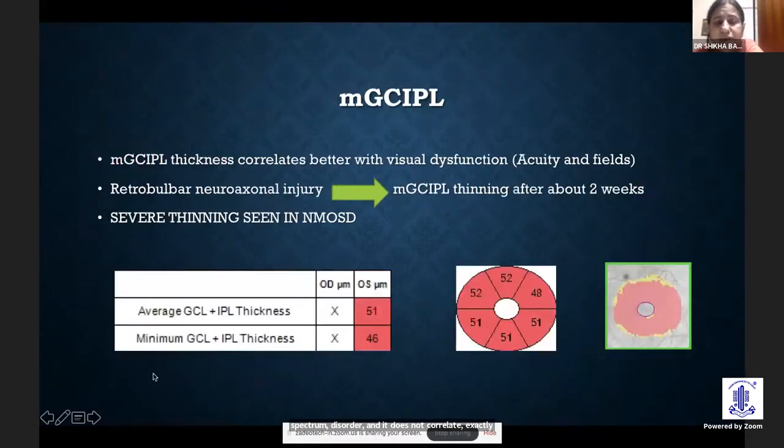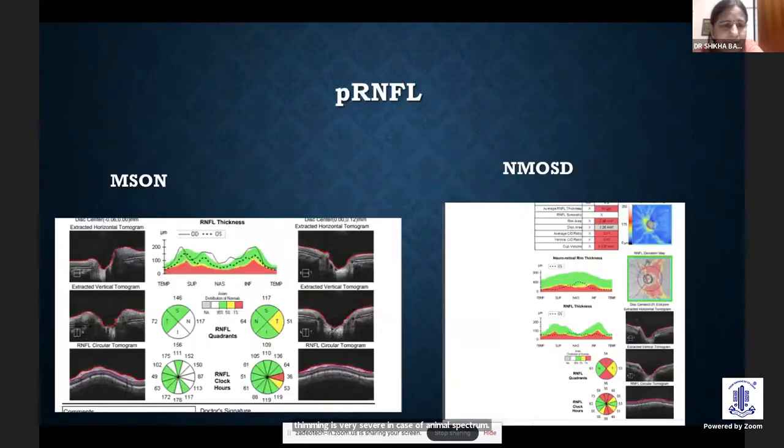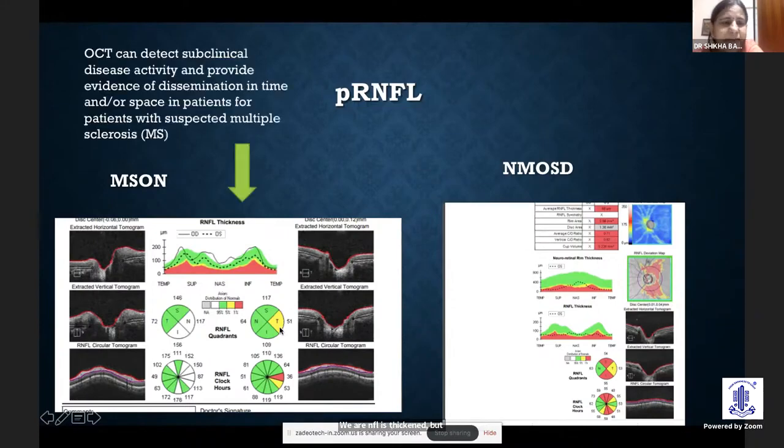What correlates with the visual function is the macular ganglion cell IPL layer thickness, and it becomes thin around 2 weeks after the attack, which is much earlier than the RNFL thinning. Another tip is that this thinning is very severe in case of NMO spectrum disorder optic neuritis. Let's look at some cases. This is a case of MS optic neuritis. In the acute case, there is thickening of two quadrants. The RNFL is thickened, but there is thinning in the other eye, and this is evidence of dissemination in space and time.